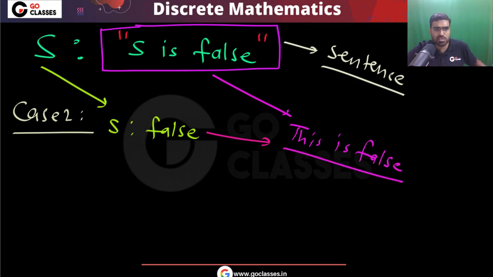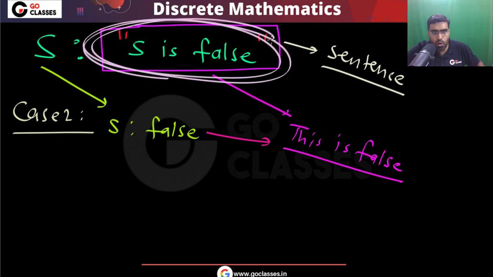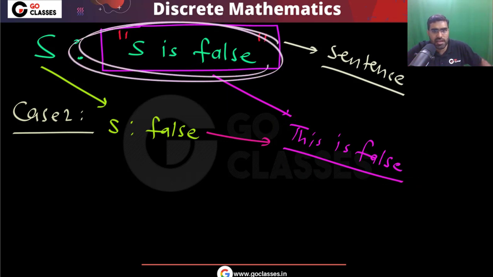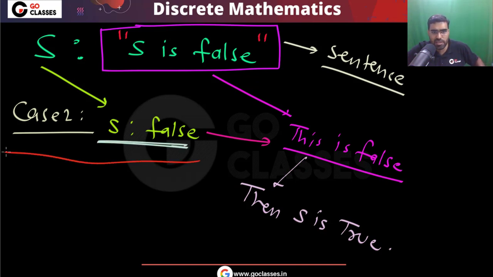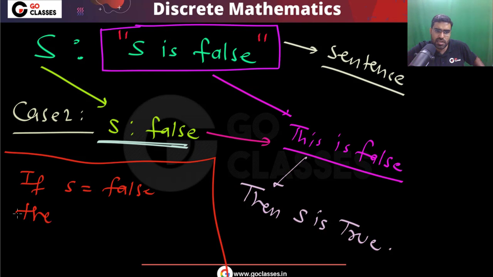Now if this box is false, then what does it mean? In this box, whatever is written, that is false. So if this box is false, then this box is saying S is false, and that is false. It means S is true. So if this box is false, then S is true. Again, you can notice that if you say S is false, then S will be true. So this is what is happening here. If you say that S is false, then you can see that S is true.